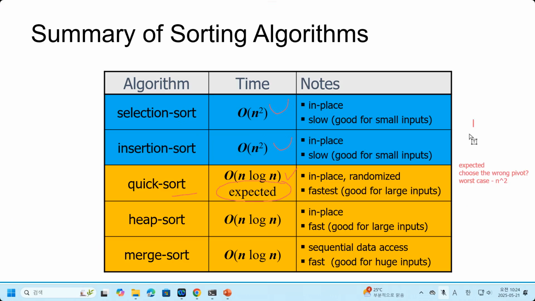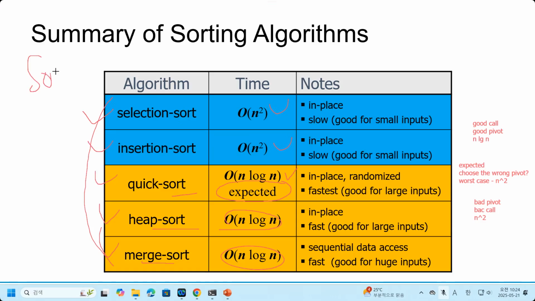Okay. So we expect, if we choose the good pivot, then yeah, we have n log n. But if we choose the bad pivot, then in the worst case we will have n power of 2. Okay. For the heap sort, yeah, because I haven't explained it, it is n log n, and the merge sort, it is n log n. So you can see here, okay, one solution.